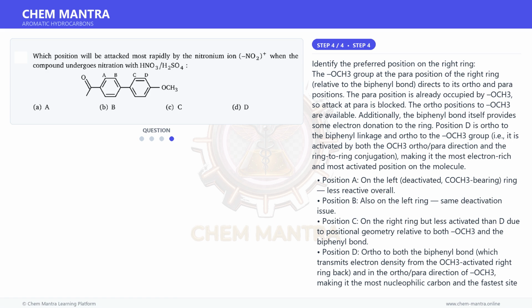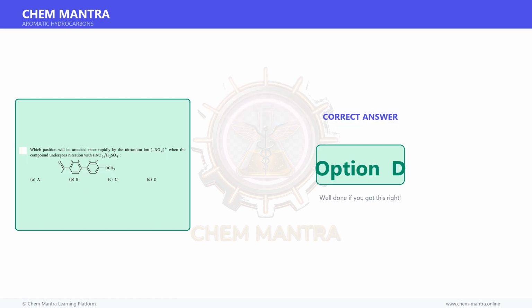ring back, and in the ortho-para direction of OCH3, making it the most nucleophilic carbon and the fastest site of attack. Therefore, the correct answer is option D.